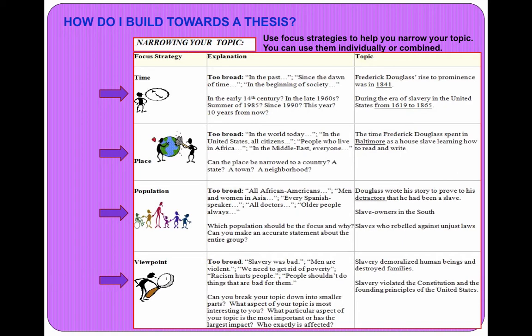Viewpoint. Too broad. Slavery was bad. Men are violent. We need to get rid of poverty. Racism hurts people. People shouldn't do things that are bad for them. So, can you break your topic down into narrower parts? What aspect of your topic is most interesting to you? What particular aspect of your topic is the most important or has the largest impact? Who exactly is affected? Examples. Slavery demoralized human beings and destroyed families. Slavery violated the Constitution and the founding principles of the United States.